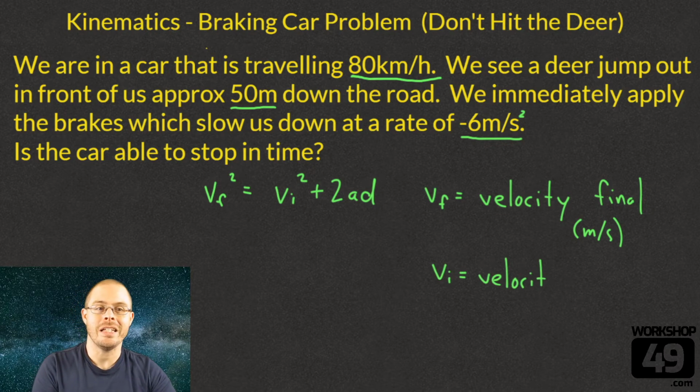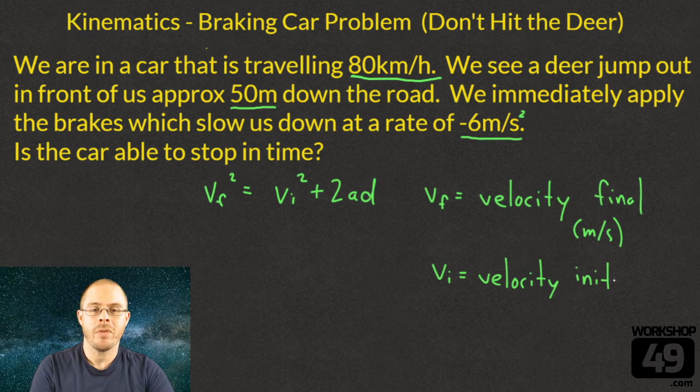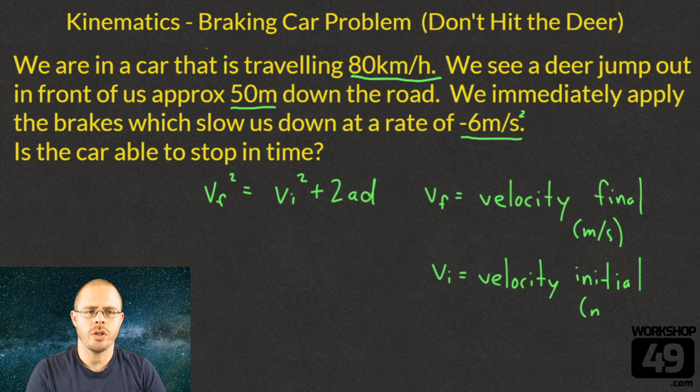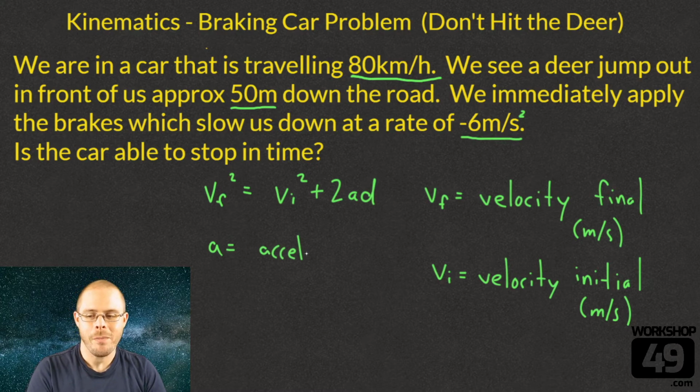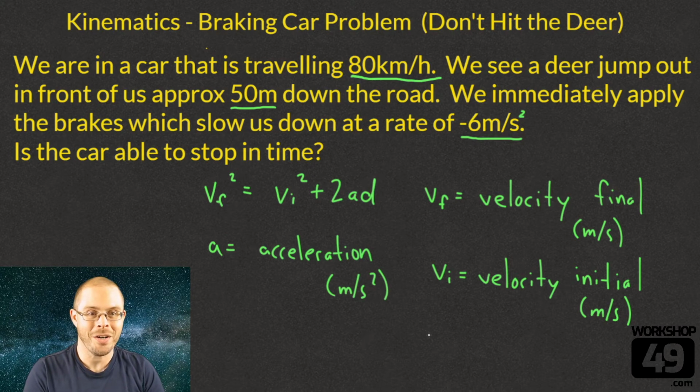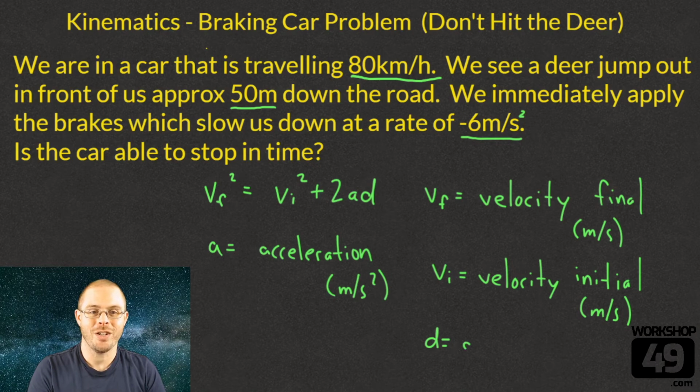VI is the velocity initial. So what do we start at? And do keep in mind that in this equation, the velocity initial has to be written in meters per second. So we're going to have to deal with that here in a moment. A is the acceleration. The acceleration is provided, and that has to be in the units meters per second squared. The last thing we're looking at here is D, which is the distance that it takes to finish this problem, and that's measured in meters. Now we know all of our variables. We have 3 of them. We're looking for the 4th.